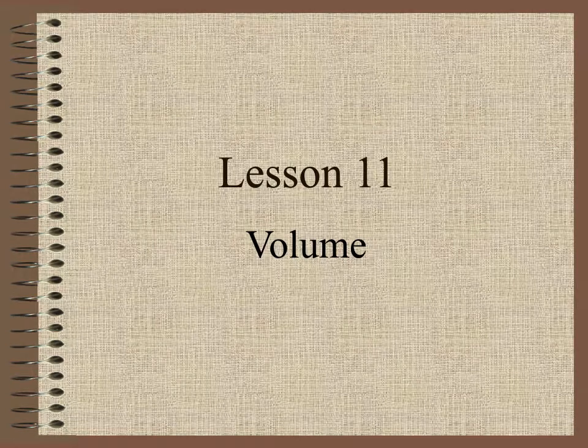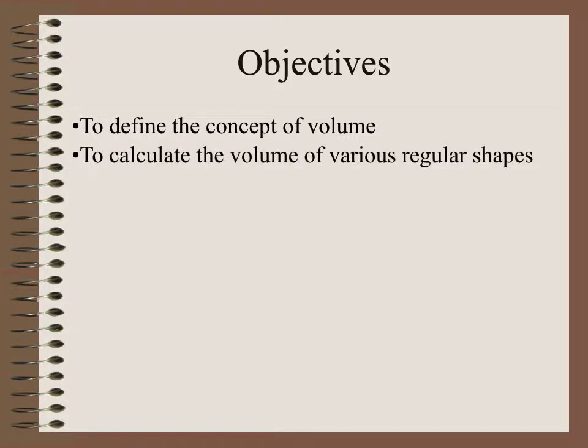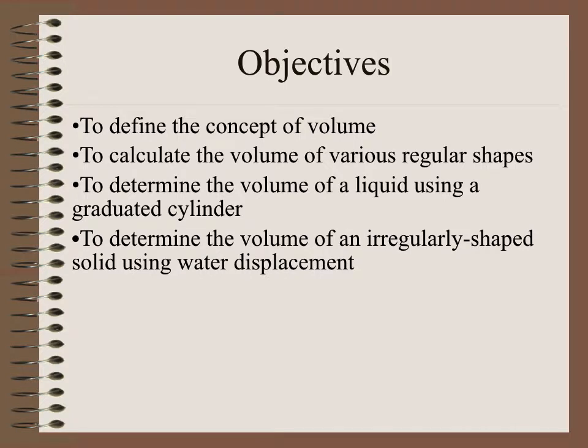Lesson 11, Volume. Our objectives for this lesson, much like our last lesson, we want to be able to define what we're talking about. In this case, we want to define volume. Secondly, you'll want to be able to calculate the volume of various regular shapes. Unlike the last lesson, though, we're going to be able to work with liquids. So you will also want to be able to determine the volume of a liquid using a device called a graduated cylinder. And using a graduated cylinder, you will be able to determine the volume of an irregularly shaped solid using a method called water displacement.